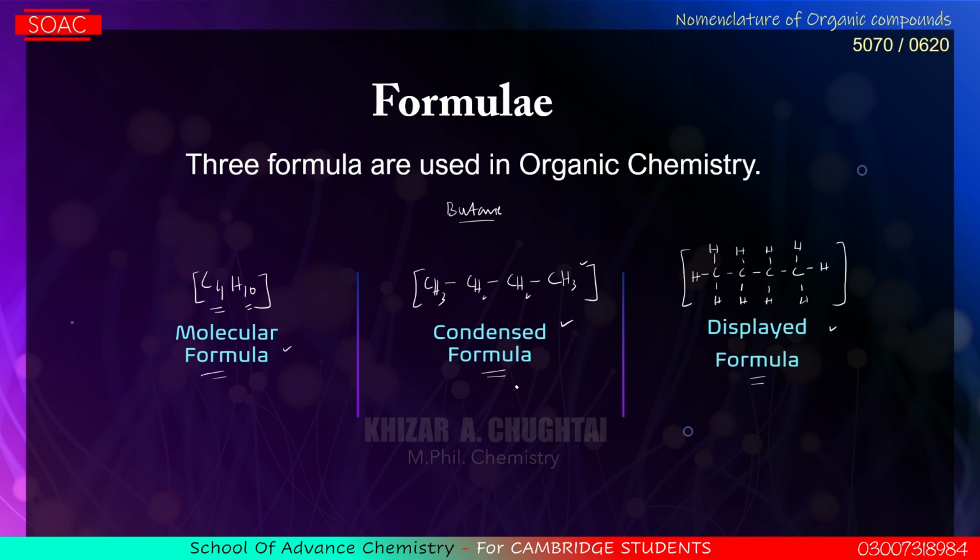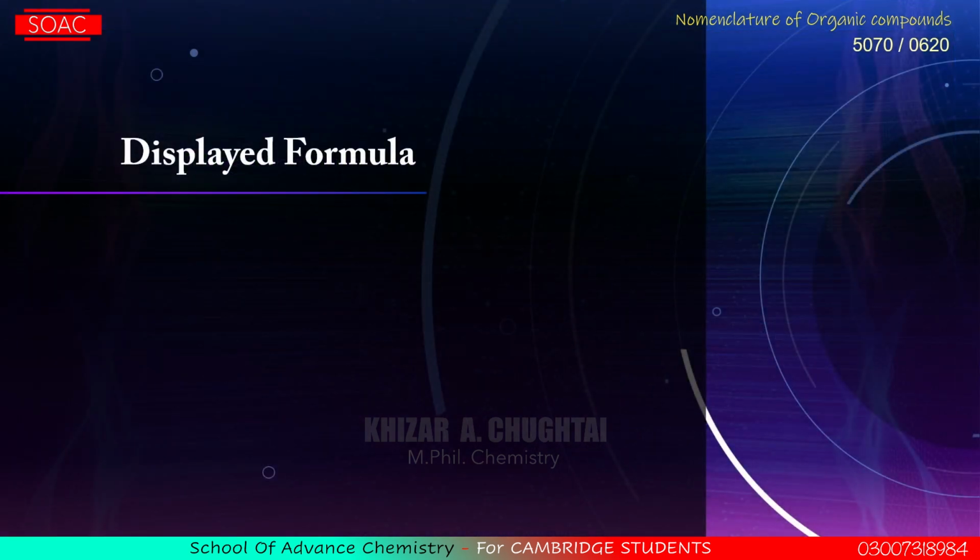These two formulas, condensed formula and displayed formula, are said to be structural formulas, or structure formulae. One is the condensed formula, another one is the displayed formula. How do you change a displayed formula into a name? And once again, what is a displayed formula? One in which each and every covalent bond is displayed, is visible.